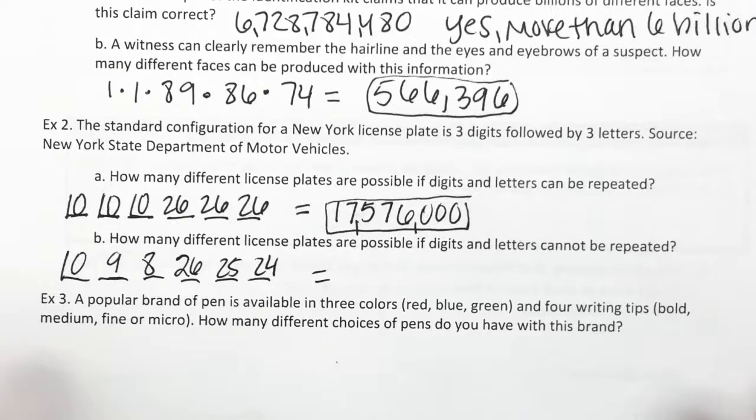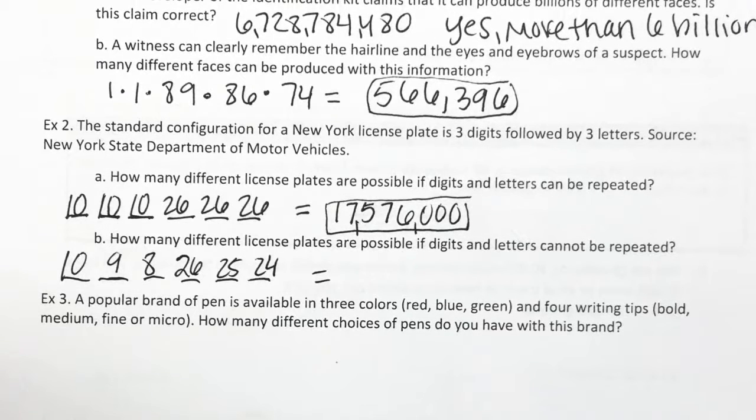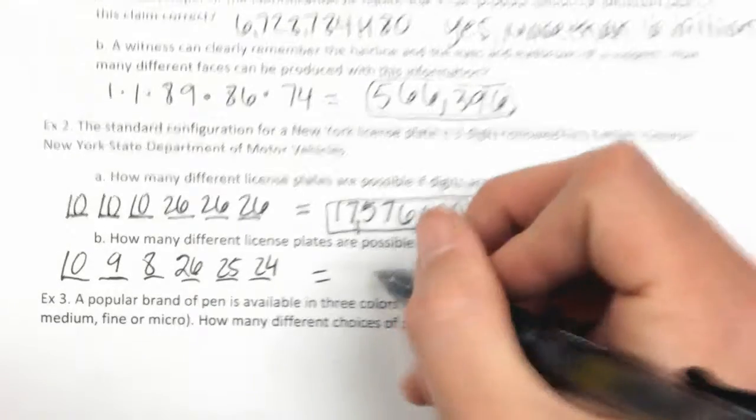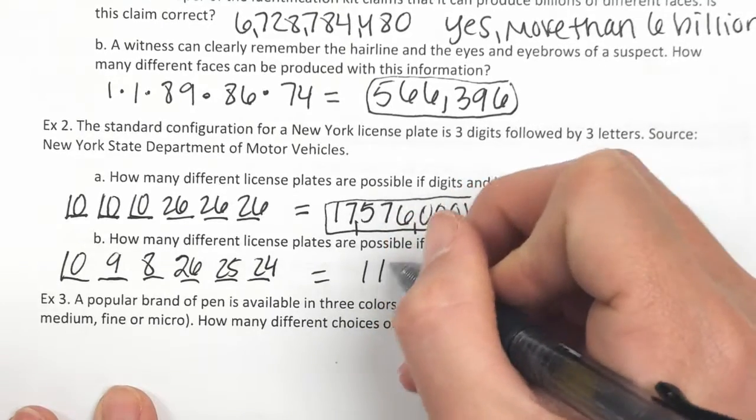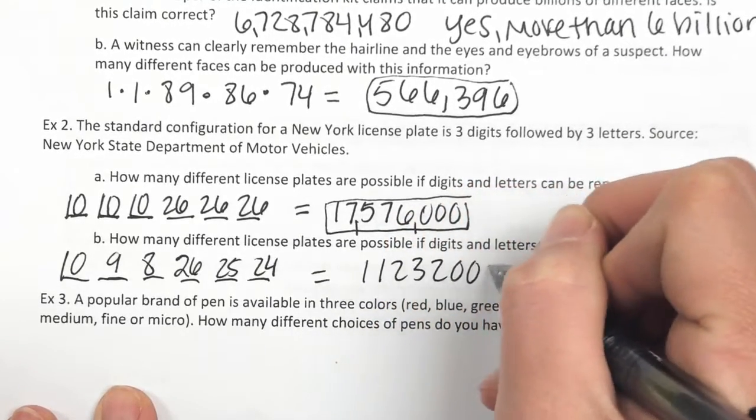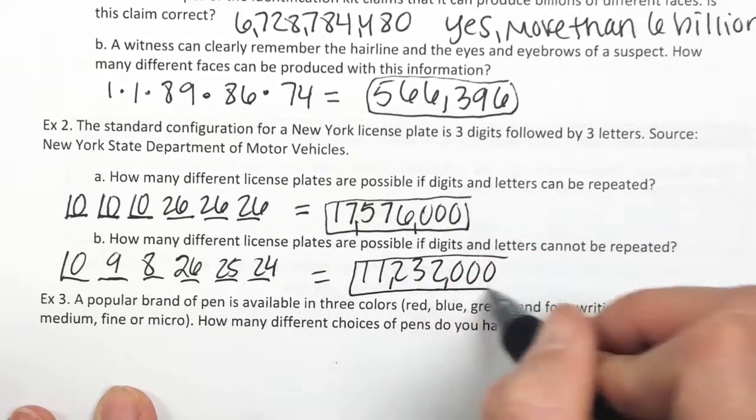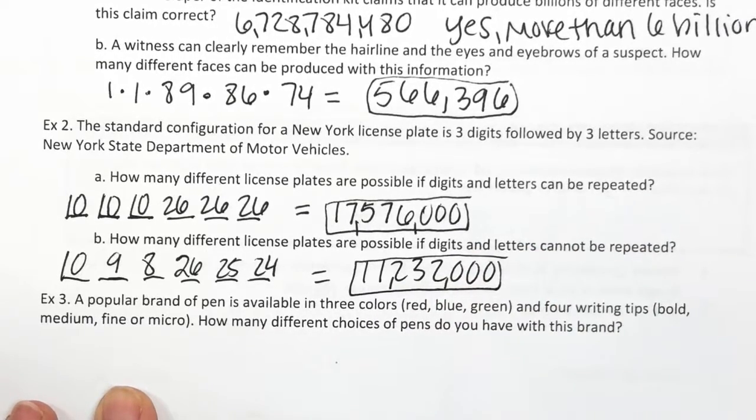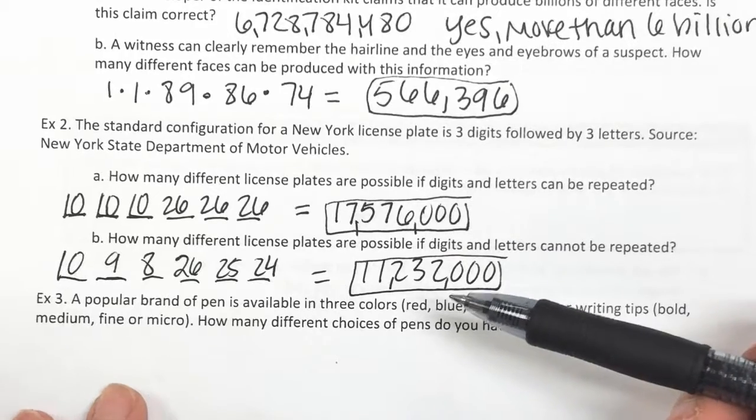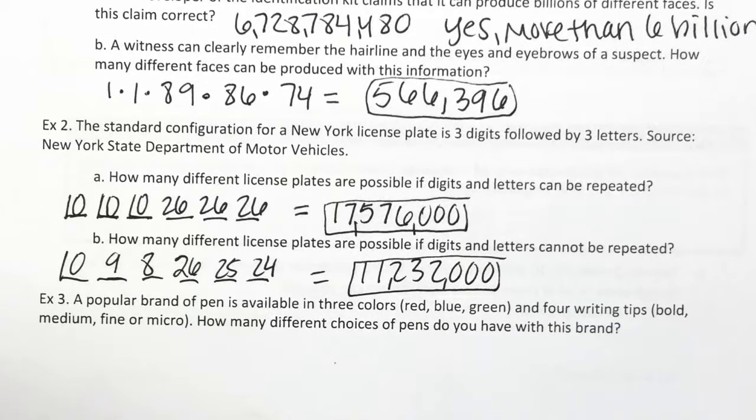I'll call on one person. All right, what'd you get? 1, 1, 2, 3, 2, 0, 0, 0. Very good. See how the possibilities cut down when you do that? Are there any questions about that one? Does that make sense?